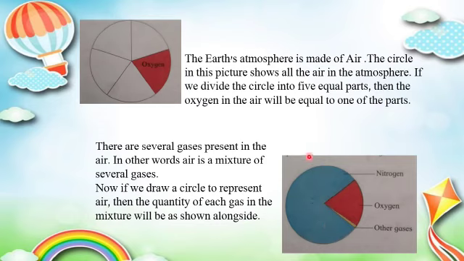Now, if we draw a circle to represent air, then the quantity of each gas in the mixture will be shown alongside. Children, as you see, the largest part of air is made up of another kind of gas called nitrogen.